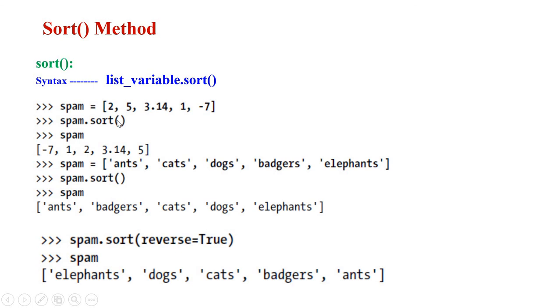If you apply the sort on this list and print spam, it is going to arrange all the numbers in ascending order: minus 7, 1, 2, 3.14 and 5. Whenever you use the sort method, do remember that it is going to modify the existing variable itself. You cannot assign it to a new variable to store it in some other variable. The existing variable where you created the list is itself going to be sorted and modified.